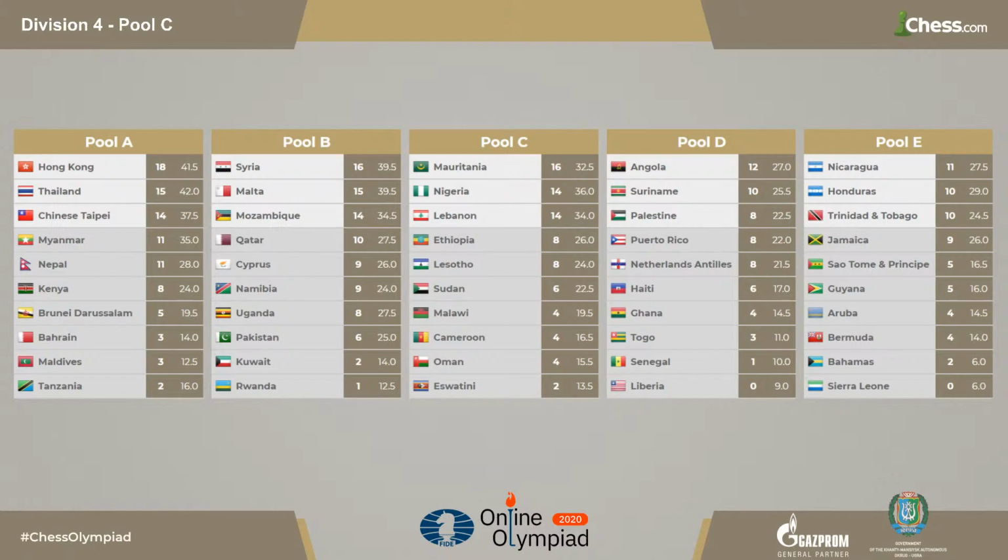Mauritania on first place, while in the base division they were the last one to qualify. Incredible. Amazing. Yeah, and also Nigeria, Lebanon already qualified with one round to go. So these three teams we'll see back next weekend in Division 3. And yep, that leaves us to say, let's move on to Pool D.